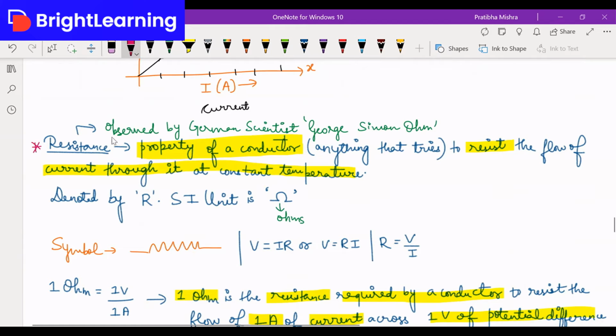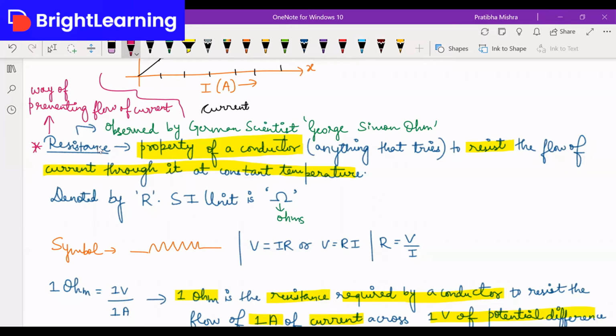What is resistance? Basically, if you want to understand in very, very simple words, it is nothing but the way of preventing the flow of current. Very simple meaning of it. Way of preventing flow of current.